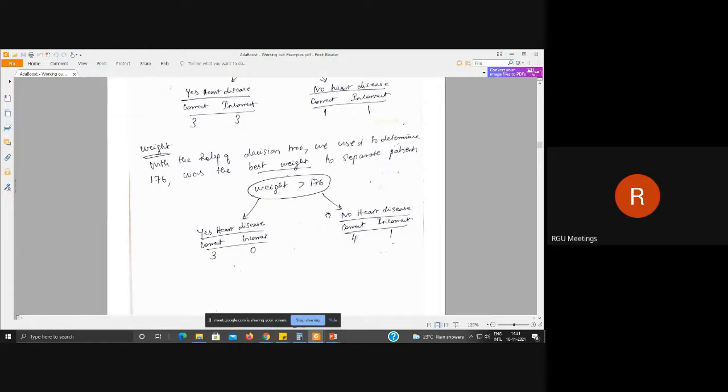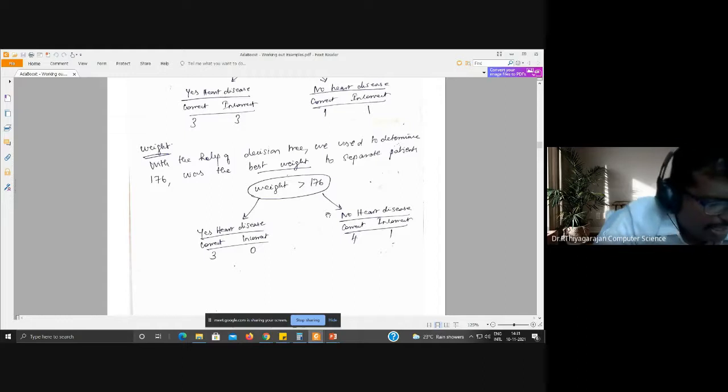3 rows, yes. First, second, and third, yes. There are 3 rows which is greater than 176. Okay. If the weight is greater than 176, what is the probability that they have a heart disease?